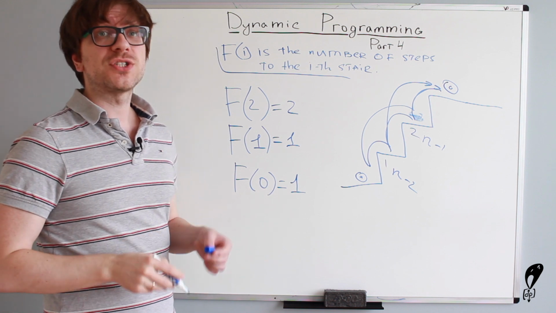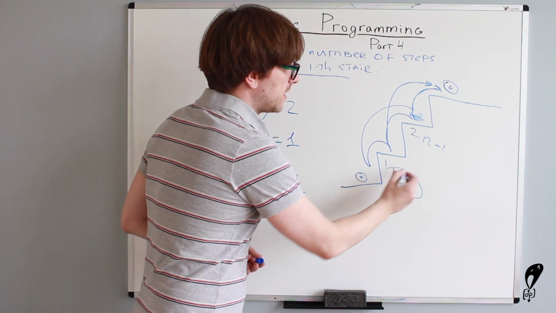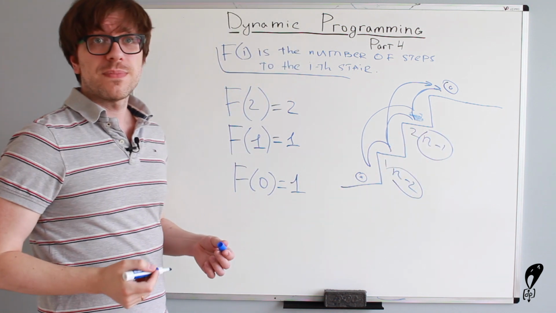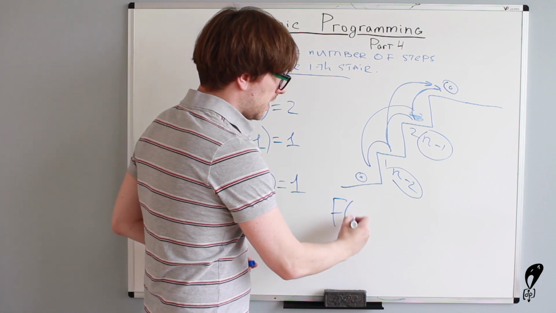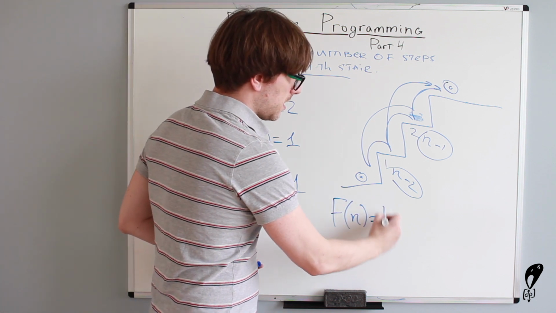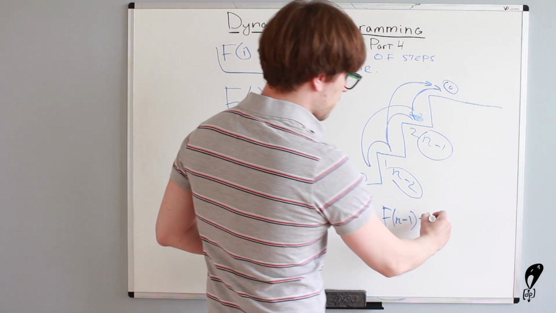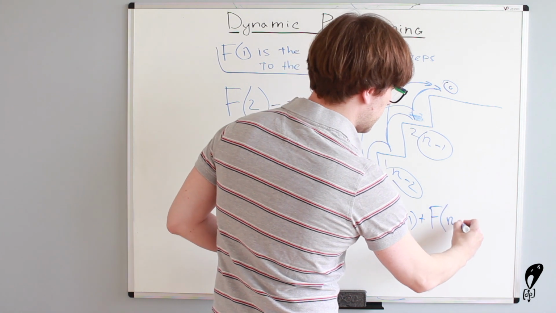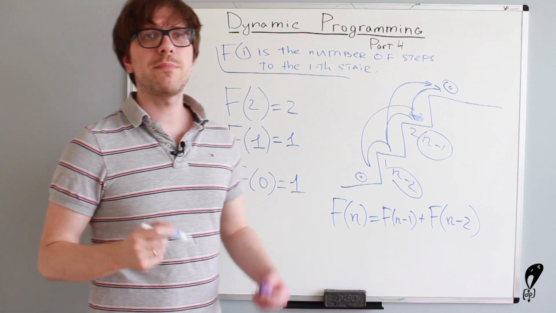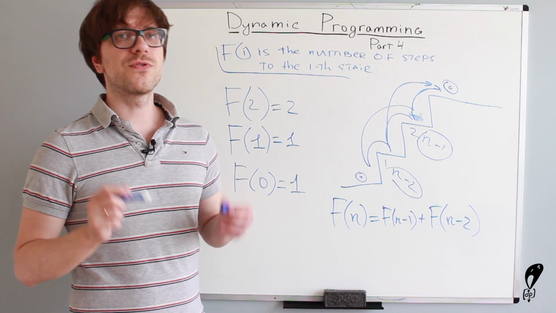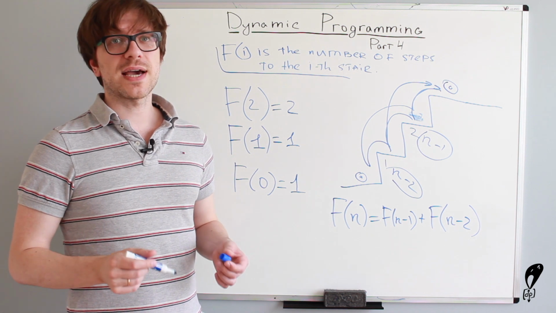So how do we know the total number of ways? Well, we need to add these two together, right? As simple as that. The equation would become f of n equals f of n minus 1 plus f of n minus 2, right? In combinatorics, this is called the rule of sum or addition principle. It's a basic counting principle.